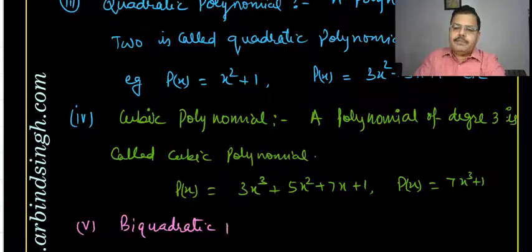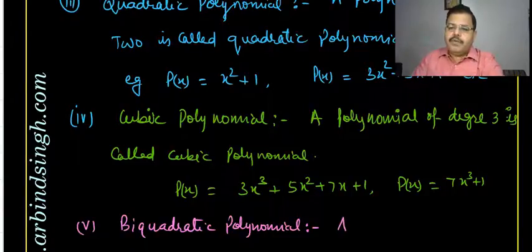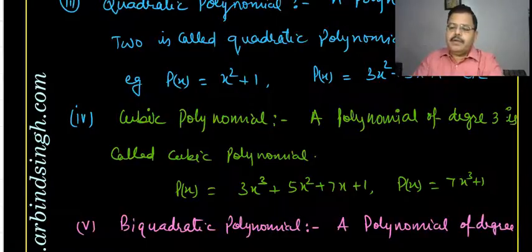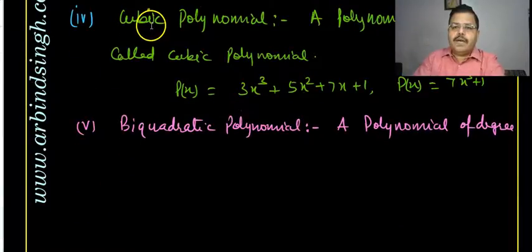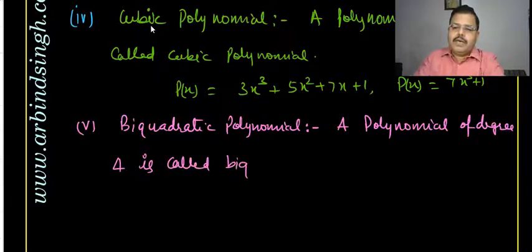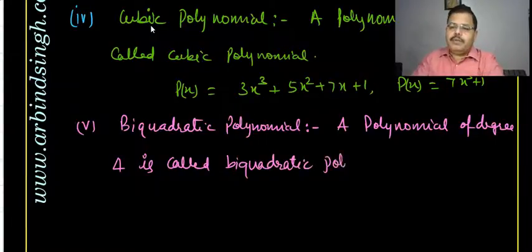Now, the next one is biquadratic polynomial. Right? So, a polynomial of degree 4 is called a biquadratic polynomial. Biquadratic polynomial.